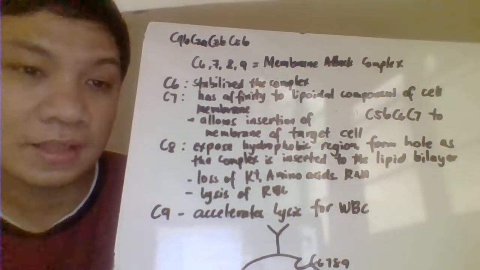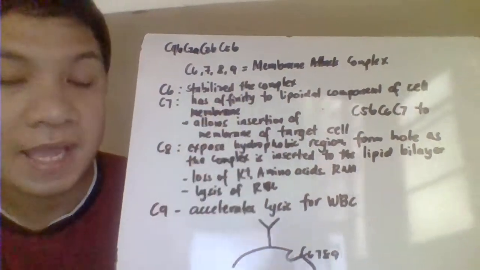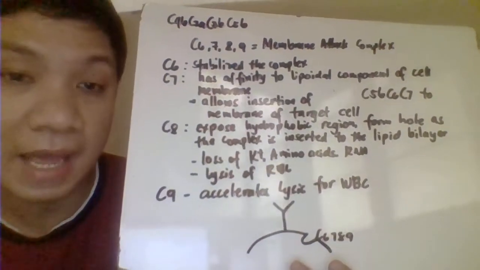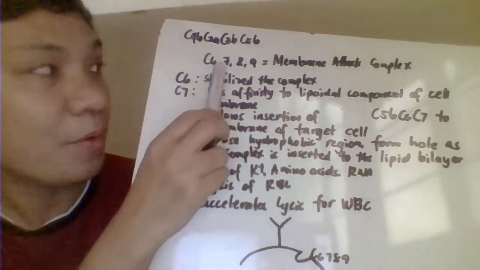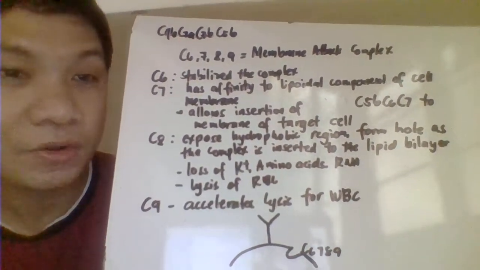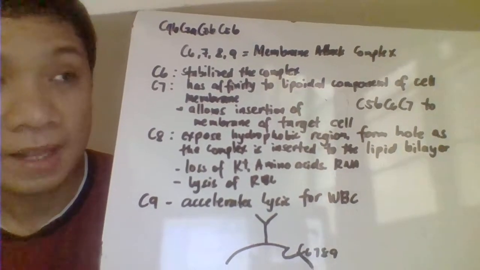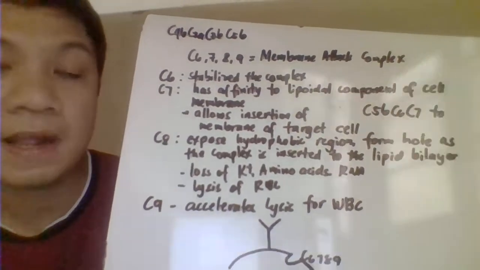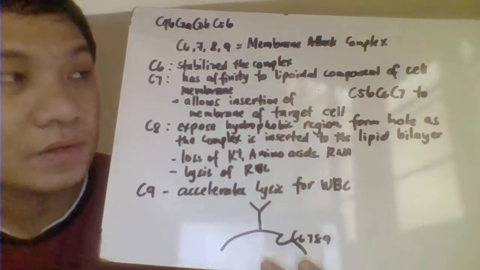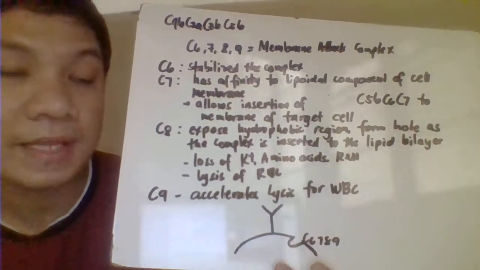Next, you're going to activate your membrane attack complex. It will activate your C6, 7, 8, 9. That's your membrane attack complex, which is responsible for cell lysis. The C6 component of your membrane attack complex tries to stabilize your complex, while the C7 component tries to hydrolyze primarily the lipid component of the cell membrane. It will also allow the insertion of your C7, primarily into your cell membrane.